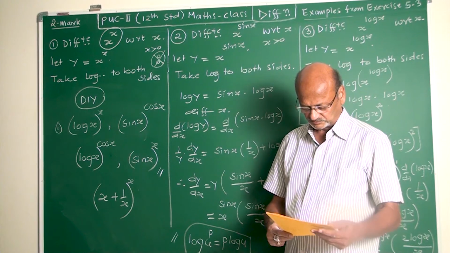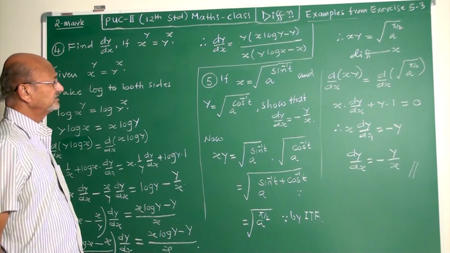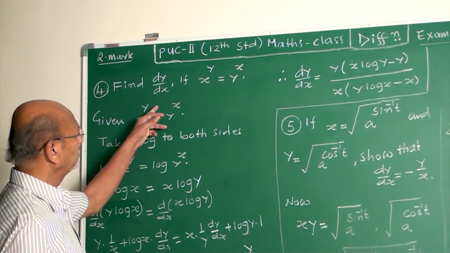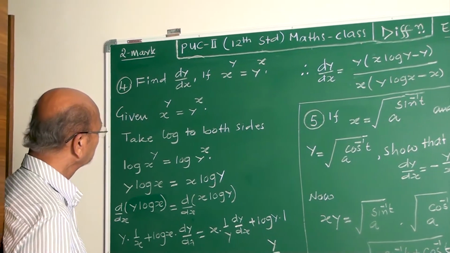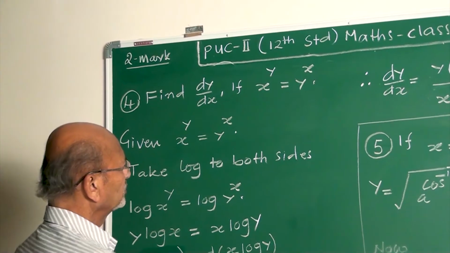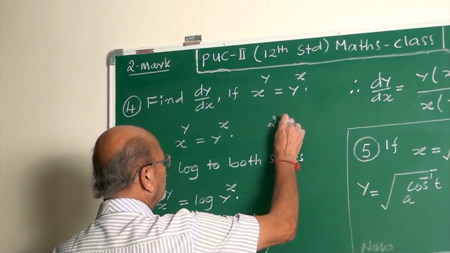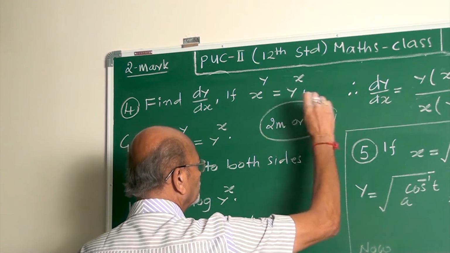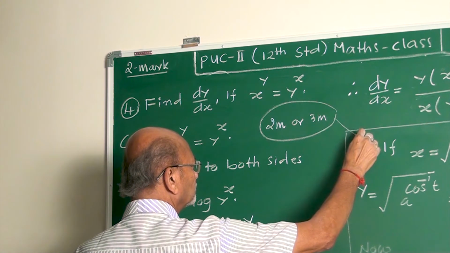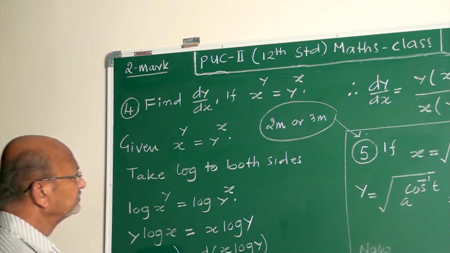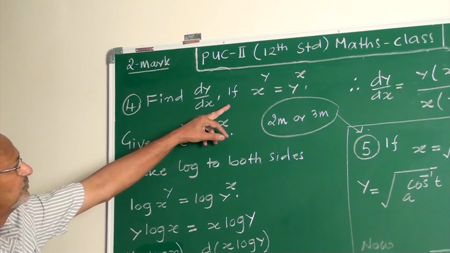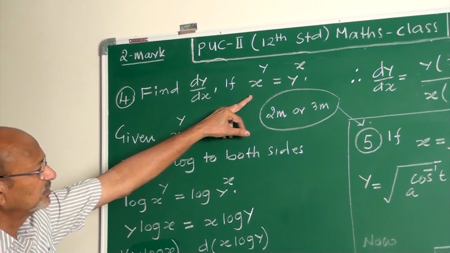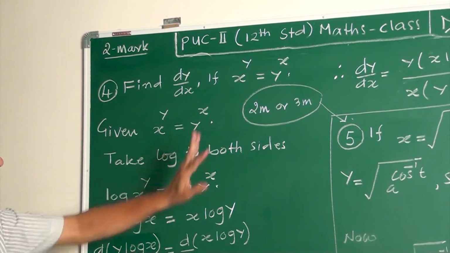Copy it, my friends. There are 2 examples. They may ask them as 2 mark questions. If they feel it is lengthy, they may go for 3 mark questions. These are either 2 mark or 3 mark, both examples, this as well as this, the 4th and 5th. Find dy by dx if x to the power y equals y to the power x. It is 50-50, 2 mark or 3 mark.